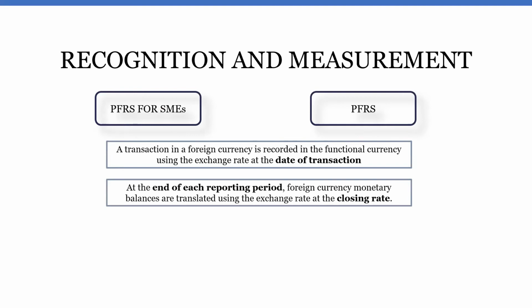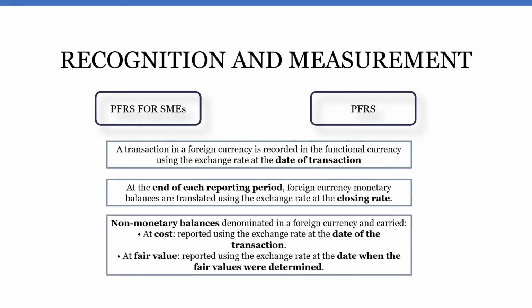That's why we have foreign exchange gains or losses, because there is a difference between the date of transaction and the closing rate. So, non-monetary balances denominated in foreign currency are carried at cost, reported using the exchange rate at the date of the transaction, or at fair value, reported using the exchange rate at the date when the fair values were determined.